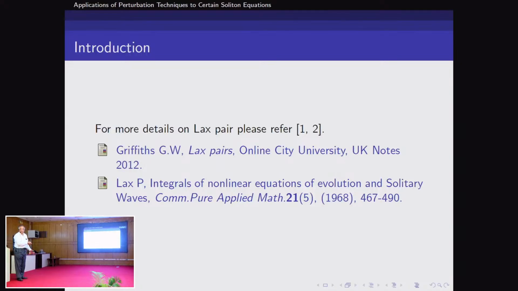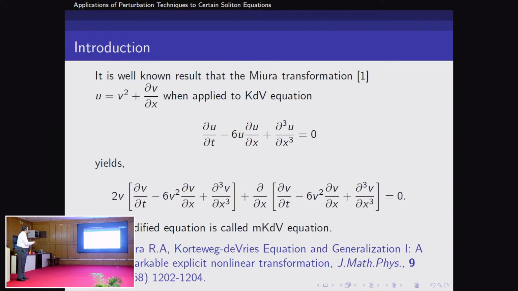Better, myself and Chandrali will discuss it later. It's not suitable here. There is another transformation called the Miura transformation. Okay, that is the second line: u equals v squared plus ∂v/∂x. When you apply it to the KdV equation, it is a third order equation.